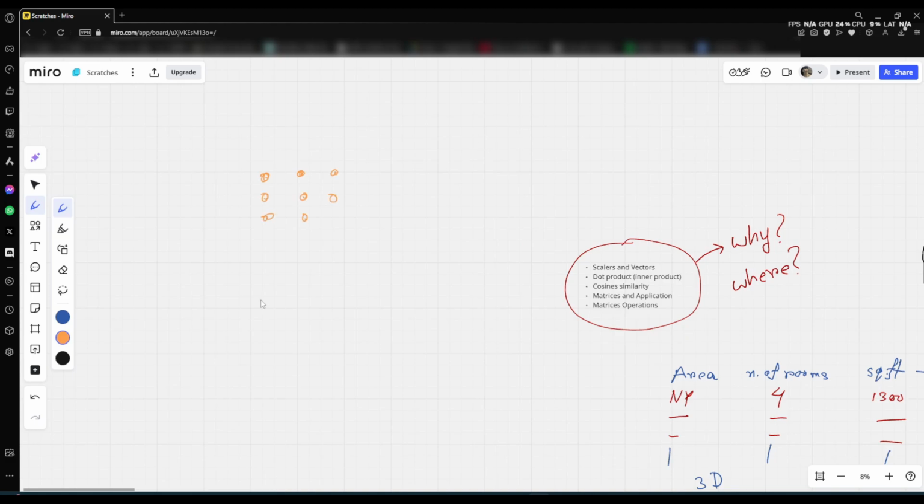Okay, this is a 3 by 3 matrix. These are the columns and these are the rows. Okay, so what does a matrix do in data science? First of all, it represents data.